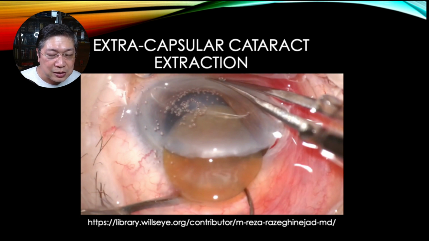The intraocular lens did not become mainstream until the 1900s. So basically, it's only about 30 years old. So if you know anybody who had undergone cataract surgery more than 30 years ago, the possibility is they don't have an intraocular lens. What they have is a very, very thick pair of eyeglasses. And as you can see in the picture, they're actually squeezing the eye so that the lens would slide out.